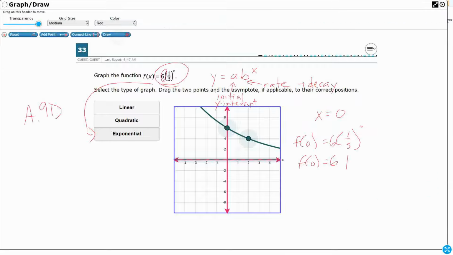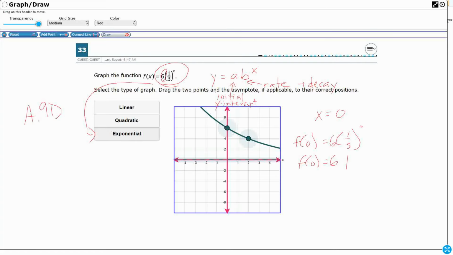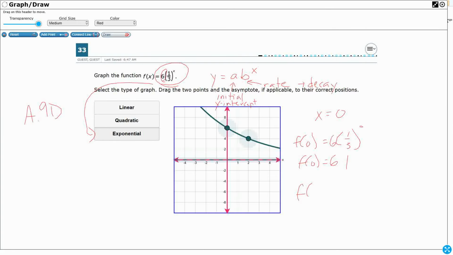So let's look at f of 1. All right, so I'm going to plug in 1 into my equation. So I'm going to say 6 times 1/3 to the 1. I picked 1 because I don't have to do much with that. Anything to the 1 is itself. So then f of 1 becomes 6 times 1/3. So we have to know our laws of exponents to make this work, which equals 6/3, which equals 2. So that's my second point.